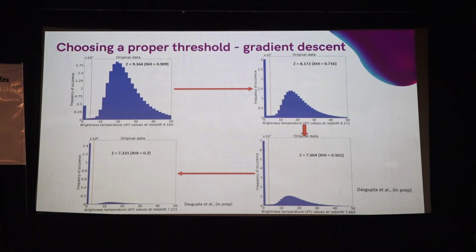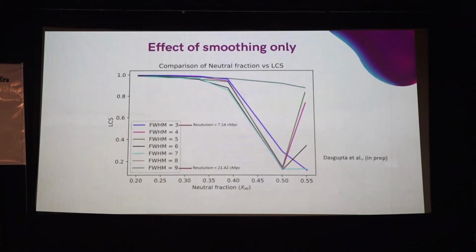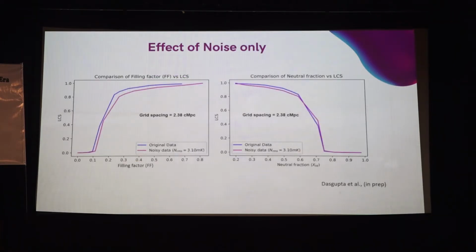And after choosing a proper threshold, now we see the effect of smoothing. For a lower smoothing length scale, we see that we still get the features of LCS, but as we move to higher smoothing scales, the features of LCS are lost and they go erratic. Now, when we incorporate just the noise, we see that the LCS still is consistent with our earlier findings. So we would essentially need to move to a higher noise level, which we are doing currently.